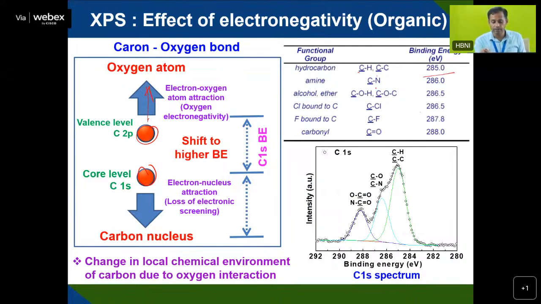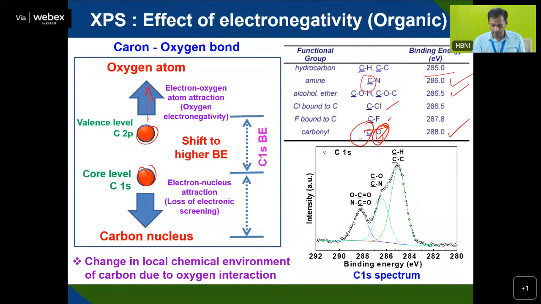If it is an amine C-N bond, the carbon attached to nitrogen is at 286, a little higher binding energy. If it is attached to oxygen, you can see 286.55, or to chlorine, fluorine, or it is a double bond. You can see the binding energy shifting towards higher binding energy, towards the oxygen, where oxygen is 532 and carbon is 285. Because of oxygen's electronegativity, it is shifted towards 532, towards 530. That means it is shifted towards the oxygen side.